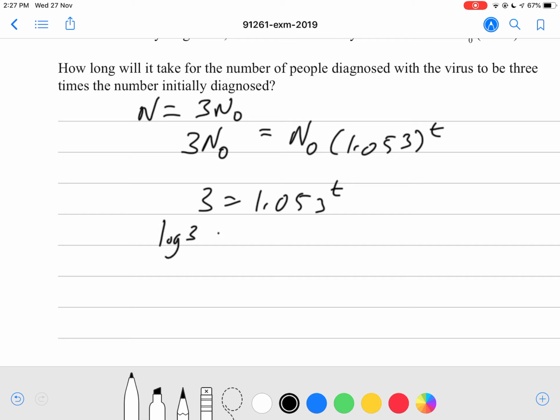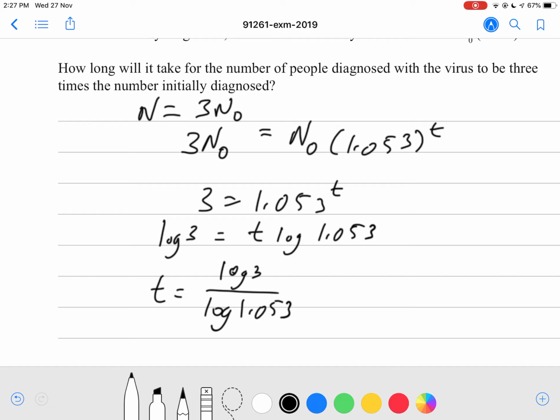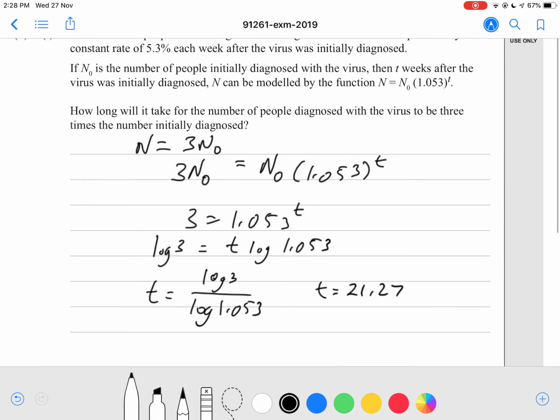So log 3 equals, take the power down to T, log of 1.053. So we get T equals log 3 divided by log of 1.053. If you use your calculator, log 3 divided by log of 1.053, you should get your answer as T equals 21.27, and the unit is weeks, T weeks after the virus is initially diagnosed. So your final answer would be 21.27 weeks.